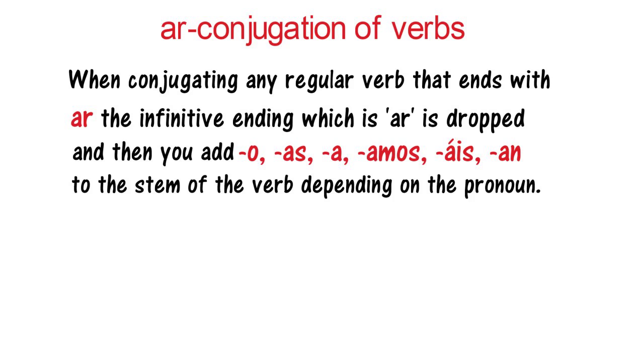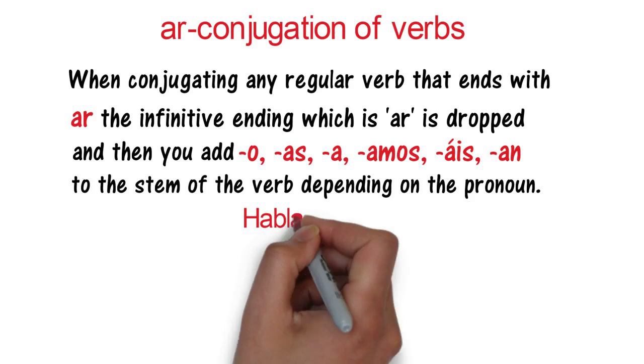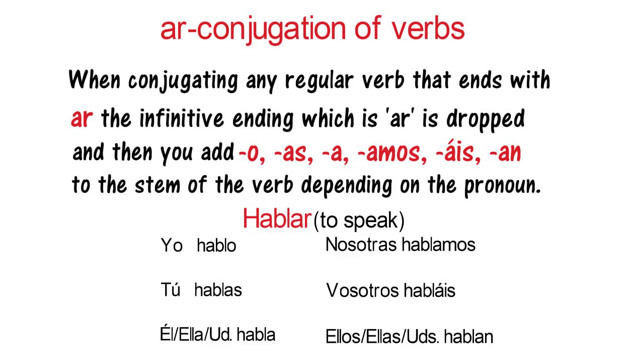When conjugating any regular verb that ends with AR, the infinitive ending, which is AR, is dropped. And then you add o, as, a, amos, áis, an to the stem of the verb, depending on the pronoun. Let's take a look at our first example, hablar.